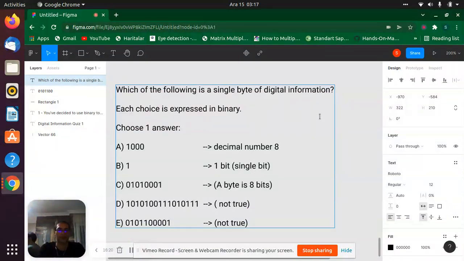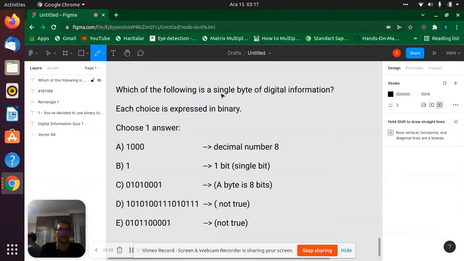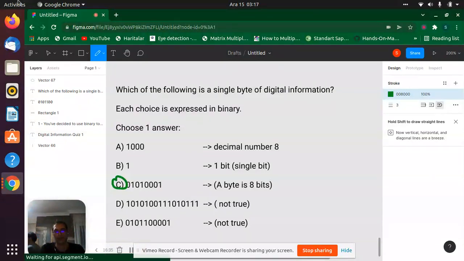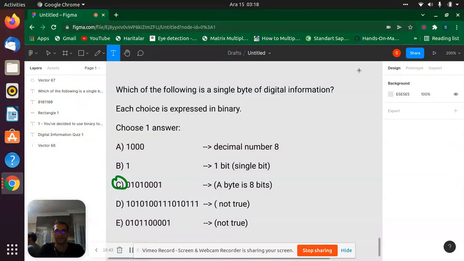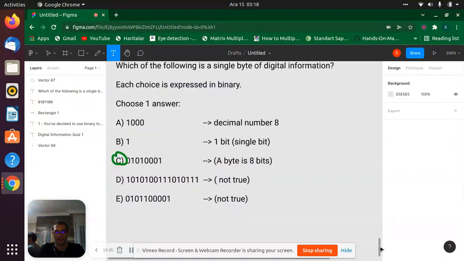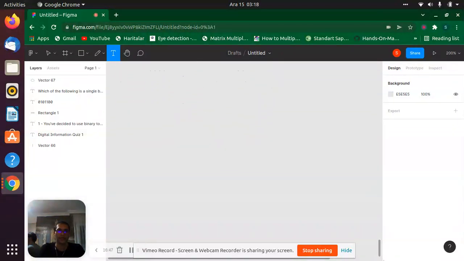Later, what I want to do here, I will take my pencil and say this can be green, and I want to select it because we have 8 bits here. 8 bits can be 1 byte, so it should be 1 byte. If I'm okay, let's come down. Let's go to the other question.